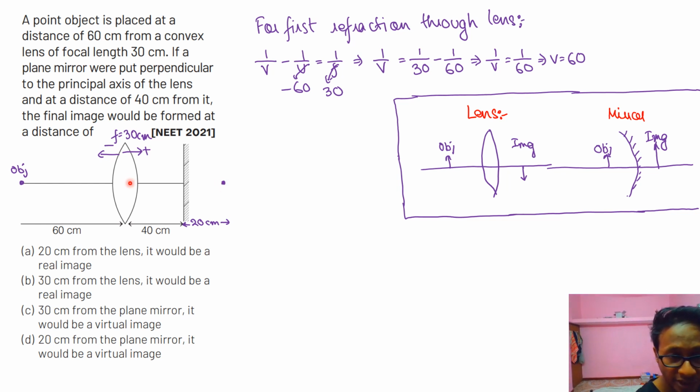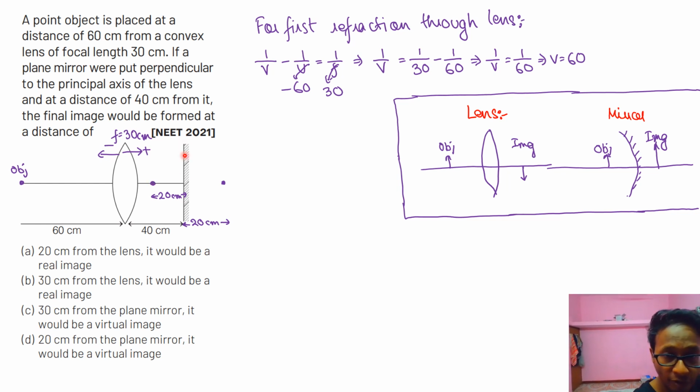Now this image from this lens will act as an object for this one, and this object is nothing but a virtual object. Why? Because the object is behind the mirror. Okay, virtual object will form an image at the same distance from the mirror. So this distance will be equal to this distance. So the image formed from reflection of the mirror would be at 20 centimeter. Okay. So if this is virtual object, this image would be real.